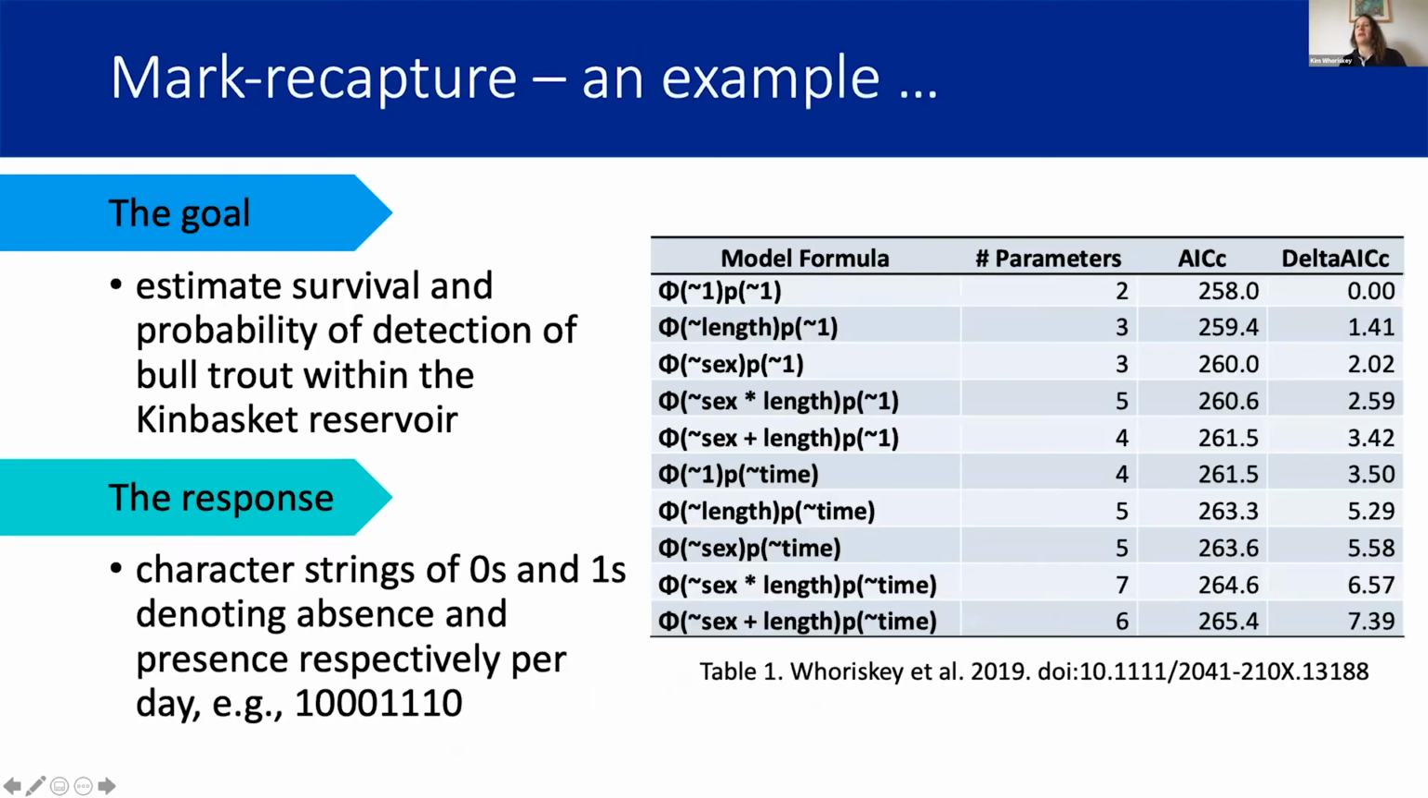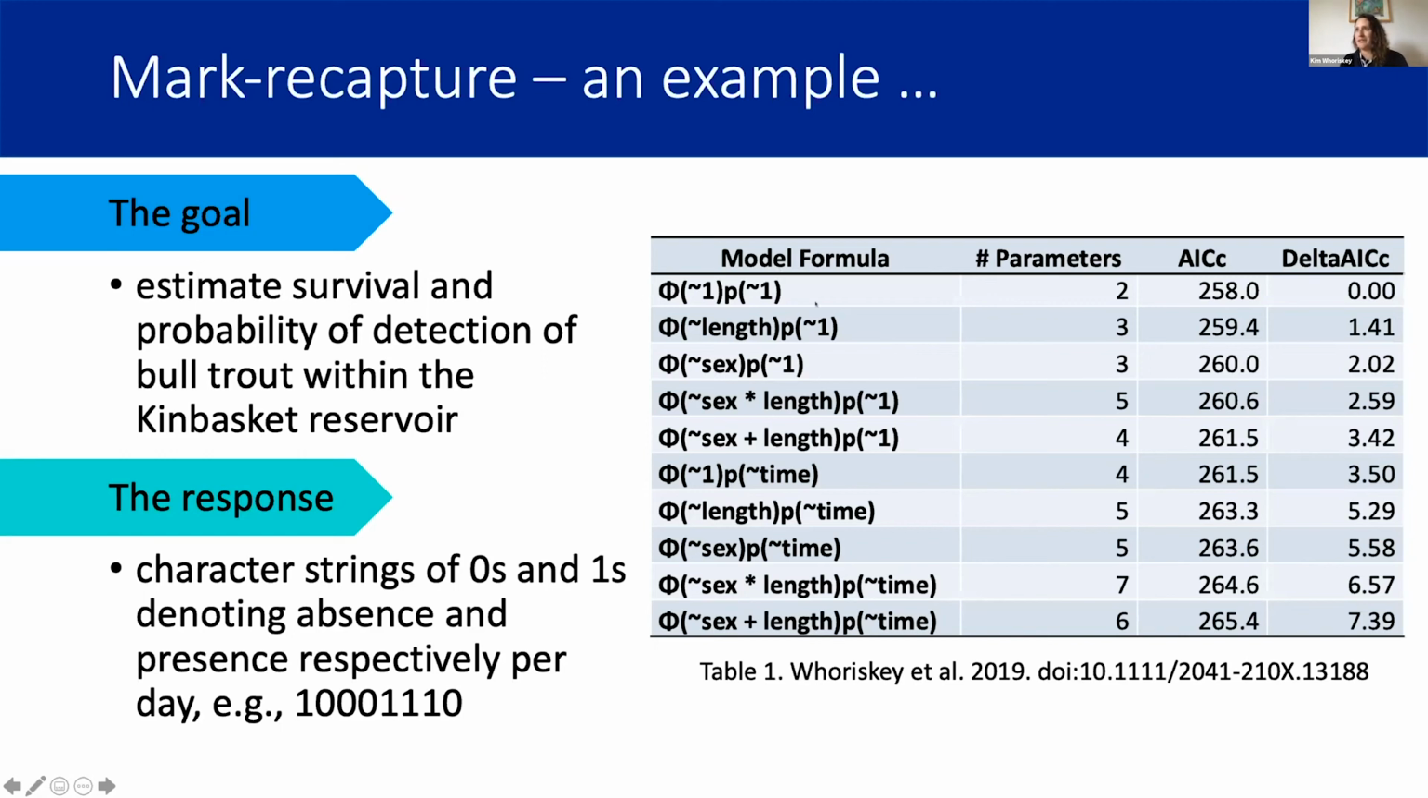Here's an example of Mark-recapture, and it doesn't really give a very good plot, but it gives us a nice table. This is an example in a paper that I wrote with Eduardo and Lee and a couple other people, including Rob. Our goal of this study was to estimate the survival and probability of detection of bull trout within that Kinbasket reservoir. So it's that same study system. We did this just for a single month, just January. We looked at multiple different covariates, whether sex and length and time influenced this. We found that none of them really influenced it.